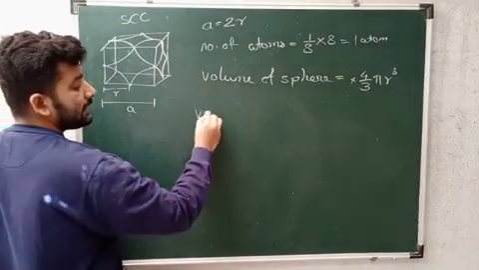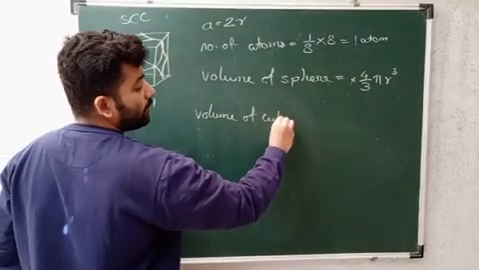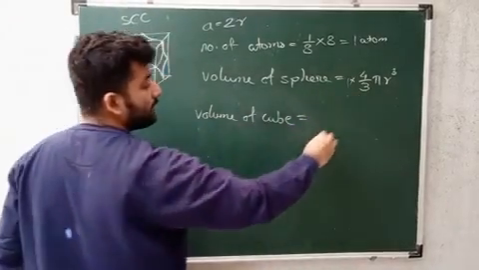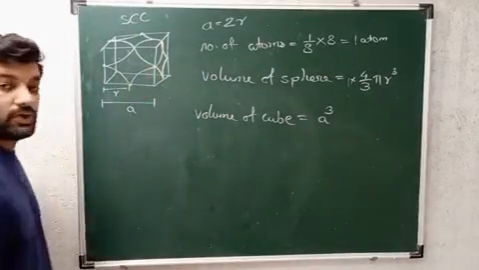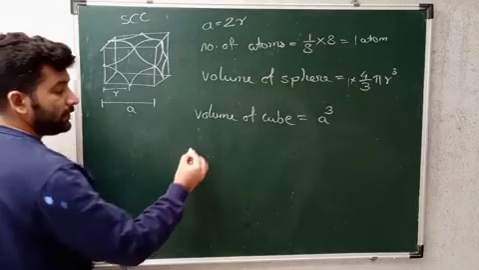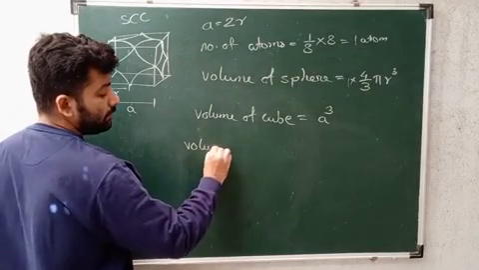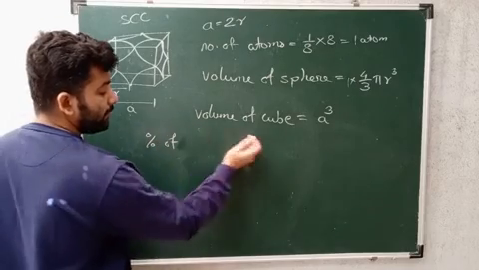Now next I will find out the volume of cube. Why we are doing it, I will tell you. The volume of cube is simple, which we all know. Now what we have to do is find out the occupied volume, the percentage of occupied volume.